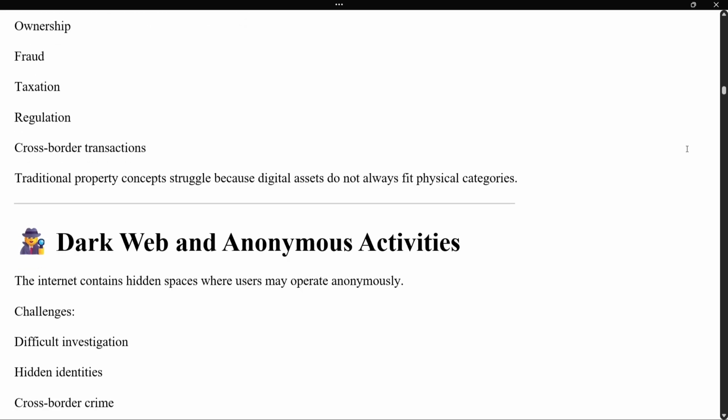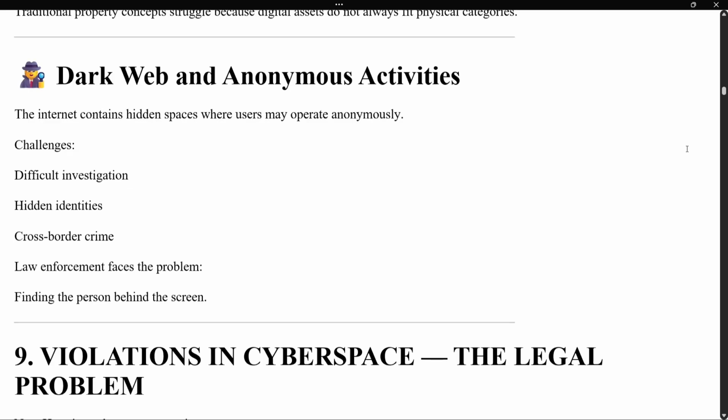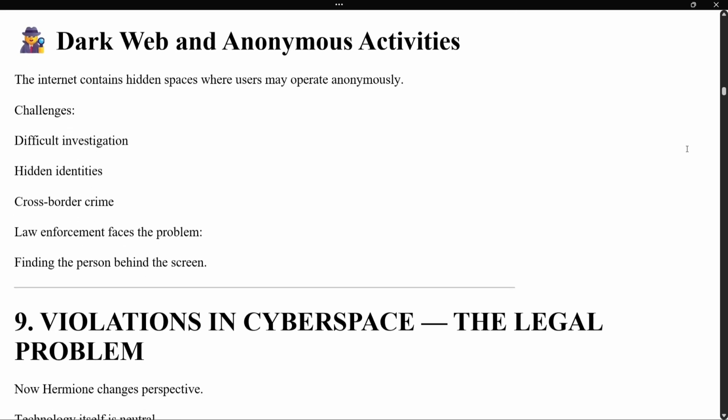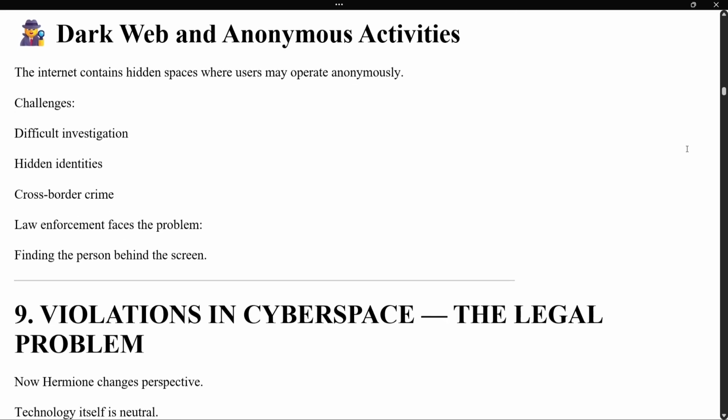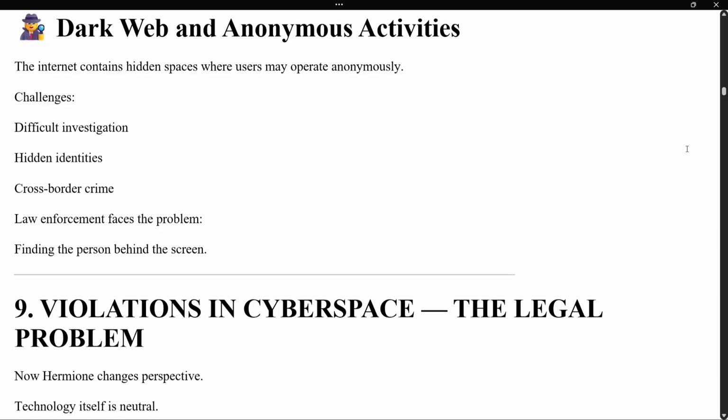Dark web and anonymous activities. The Internet contains hidden spaces where users may operate anonymously. Challenges: difficult investigation, hidden identities, cross-border crime. Law enforcement faces the problem: finding the person behind the screen.